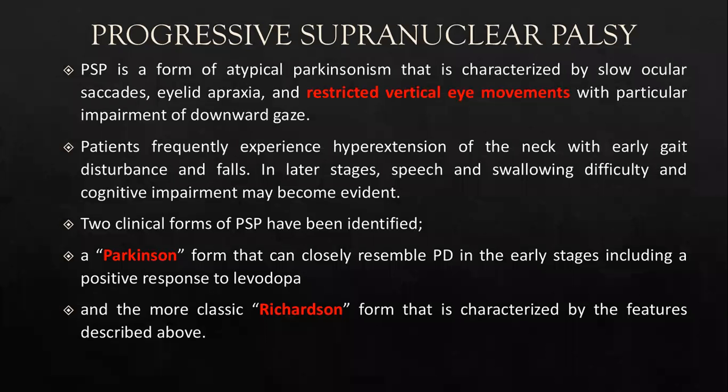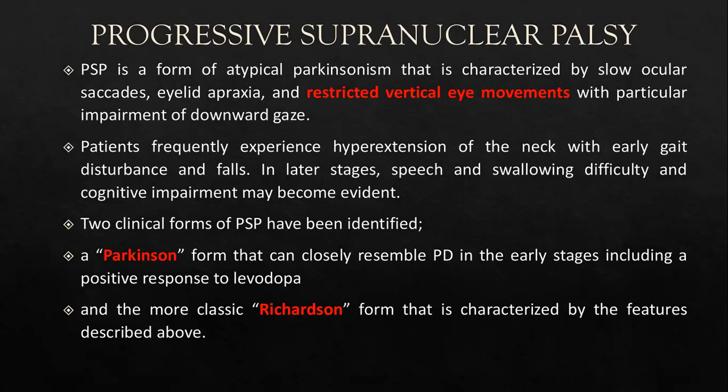So coming to the next differential, PSP, progressive supranuclear palsy. It is a form of atypical Parkinsonism that is characterized by slow ocular saccades, eyelid apraxia, and restricted vertical eye movements. So when there is earlier eye involvement, difficulty in downward gaze, all that is more pointing towards progressive supranuclear palsy. Patients frequently experience hyperextension of the neck with early gait disturbance and falls. In later stages, speech and swallowing difficulty and cognitive impairment may also be evident.